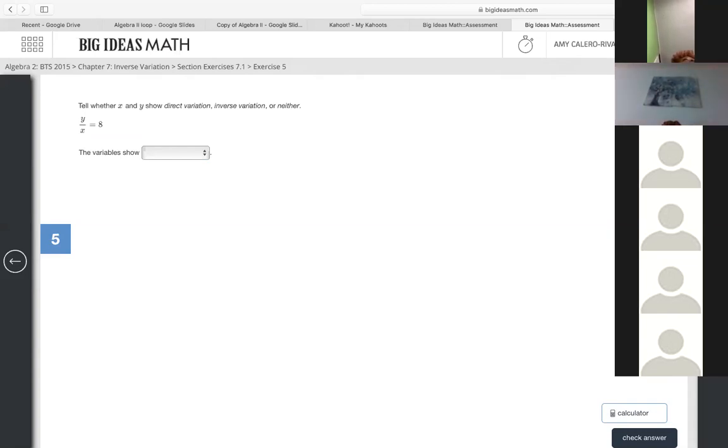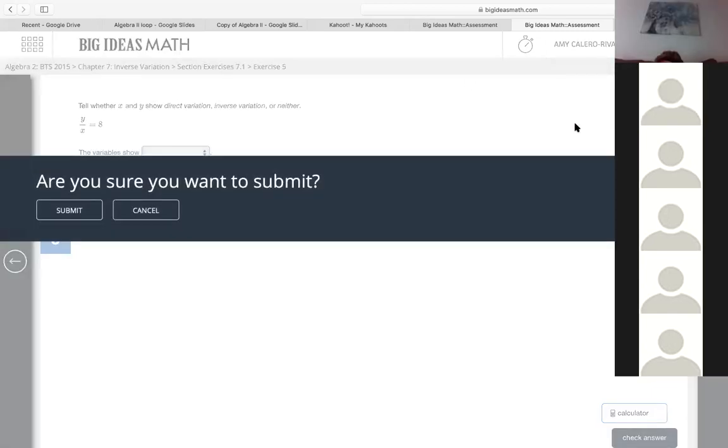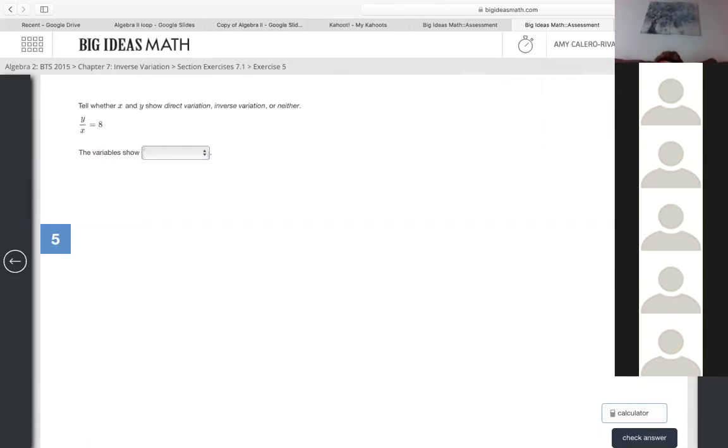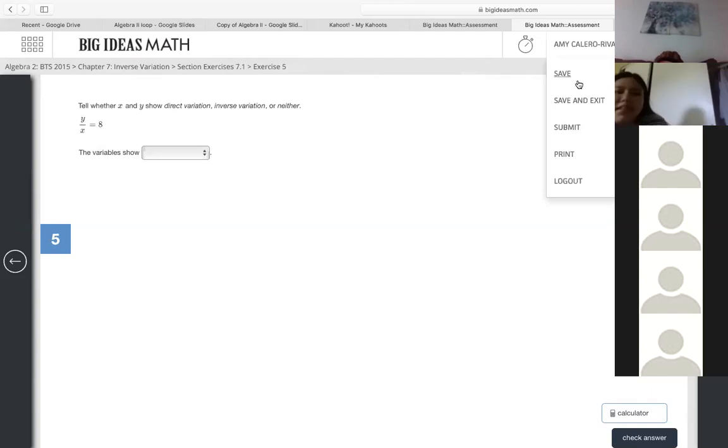The next thing is that when you're ready to submit, there won't be a button on the screen that says submit. You have to go up to your name. So click the name and then click the drop down menu and you have to hit submit. And then it's going to ask you, are you sure you want to submit? If you're good, hit submit. If not, then say cancel. If you want to take a break, then you can just hit save so your answers will save and you can come back to it at a later time.